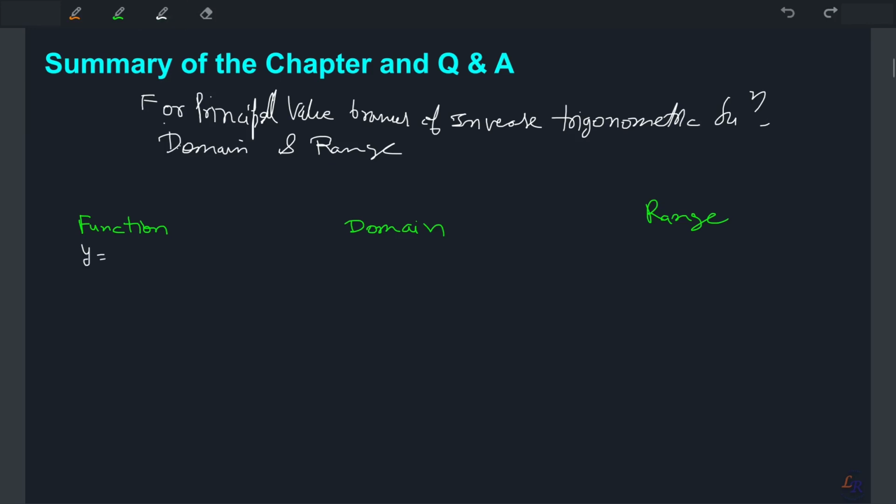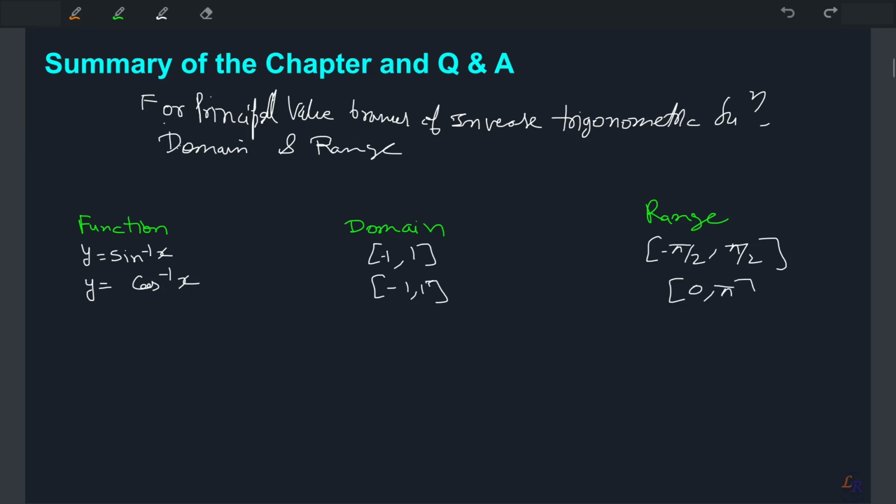Let's say if the function is y is equal to sine inverse x, then what is the domain? It is from -1 to 1, and the range would be minus pi by 2 to pi by 2. So this range you have to remember, because whenever you need to find the principal value for a given function, you should know which one is the principal value range. Then you take y is equal to cos inverse x, and the domain would be -1 to 1, and for this the range will be 0 to pi.